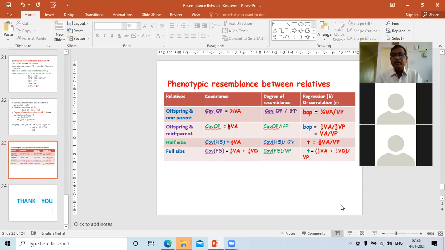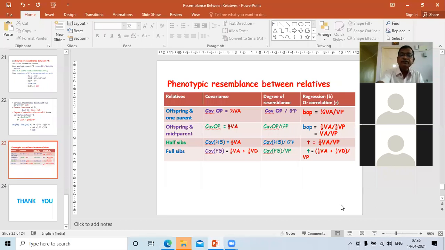And the degree of resemblance differs from the type of relationship. If it is one offspring and one parent, then bOP is equal to half VA by VP. If it is offspring and mid parent relationship, then bOP is equal to VA by VP. That means here bOP is equal to heritability. In this case you do not have to multiply by half or by 1/4.